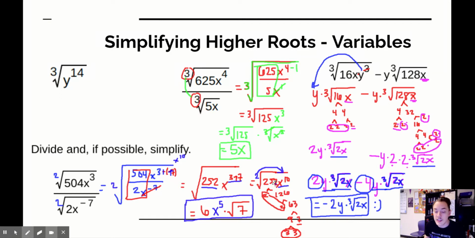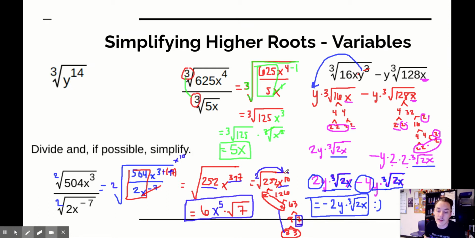Break down the 252. I have 2, 126, 2, 63, 9, 7, and then I have 3 and 3. The 3s combine together because it's a square root, so I can do that. I only want 2 of them for the 2s, so I can do that. 2 times 2 times 3 is 6, and then I have a radical 7 left over. That's the only one I didn't use.